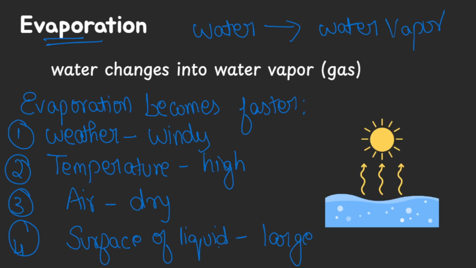These are the four things that make the evaporation process faster. Weather should be windy, temperature should be high, air should be dry, and surface of liquid should be large. So till now we have seen what evaporation is, what is needed to make evaporation faster, and an example.